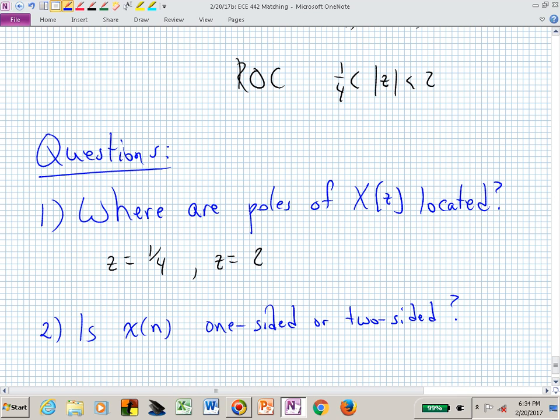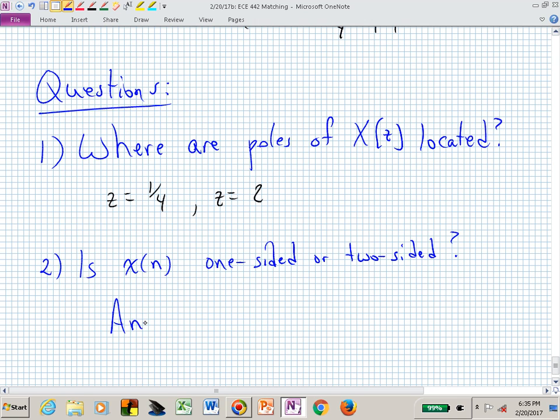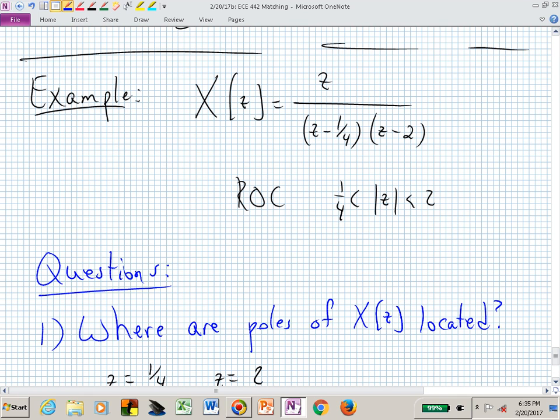So now what's our region of convergence? It's annular. It's a donut shape. How do we know that? Just by looking at the definition. It's bounded on both sides. It does not include the origin, and it does not include infinity. It's bounded by two poles, one at 1/4 and one at 2.